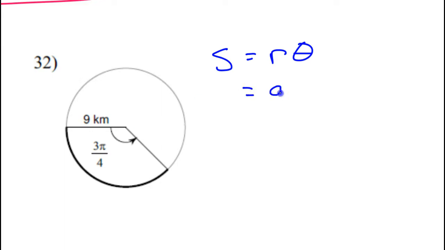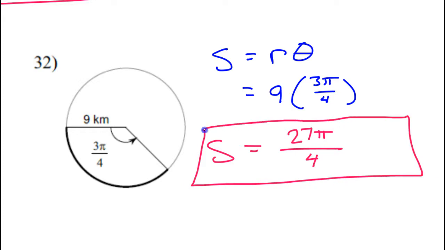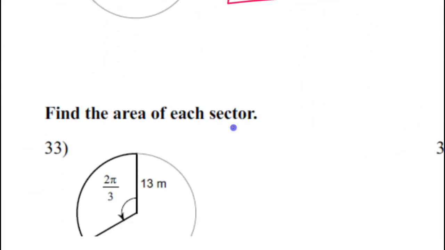So this is going to be 9 times 3 pi over 4. There's not even anything to reduce, so we can just go ahead and say the final answer. 3 times 9 is 27, so 27 pi over 4. Almost forgot the units again. Kilometers. Okay, so that's how you do arc length.